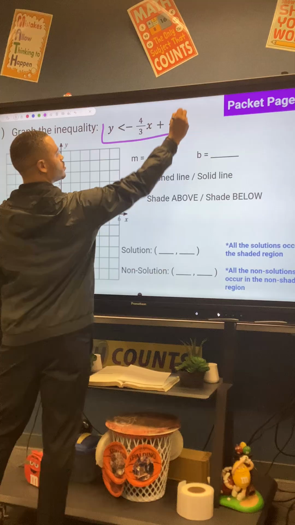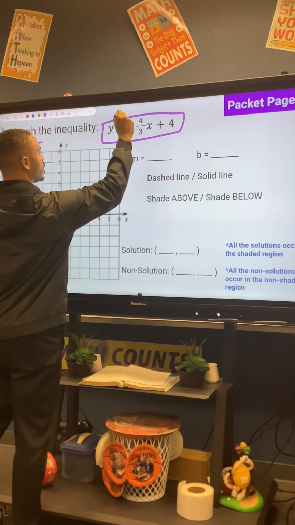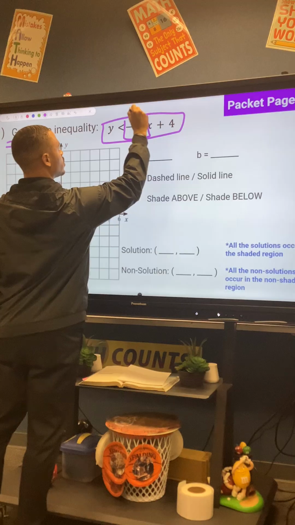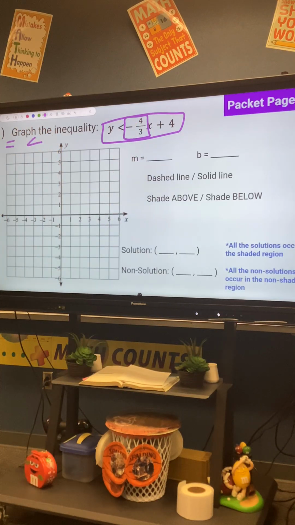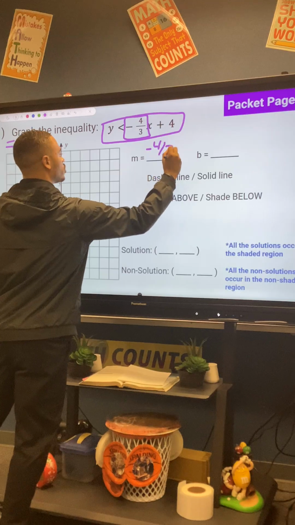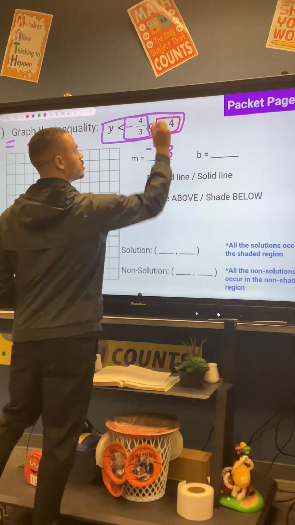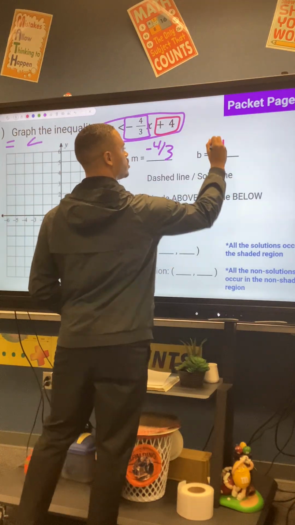Y'all have seen this before. Only difference is now instead of an equal sign, we have an inequality sign. But you're going to treat it the same. Every variable, every m, every b is going to be the exact same thing. So what my m value was when this was an equal sign is still what my m value is with this being an inequality. So my m value is -4/3, and my b value is going to be +4.